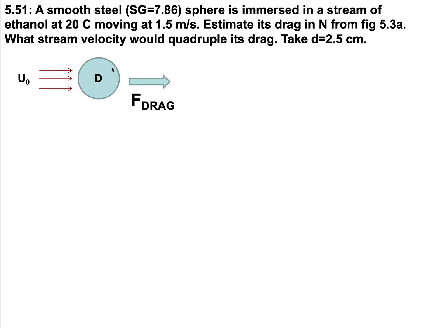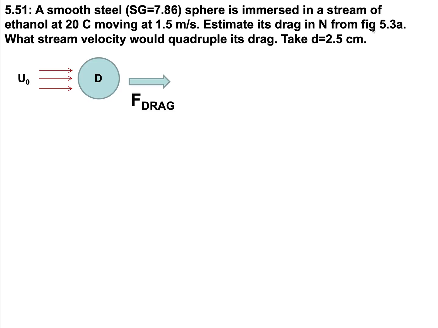So here's the problem. You have a sphere and it's in a stream of ethanol, and naturally there would be a drag force due to the flow resistance to the presence of the sphere, and it's the reciprocal reaction from the sphere on the flow. So how do we do this?